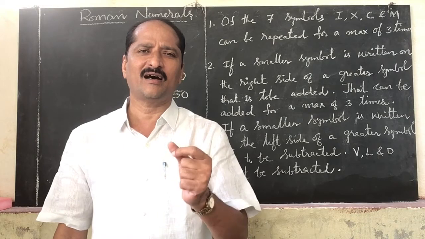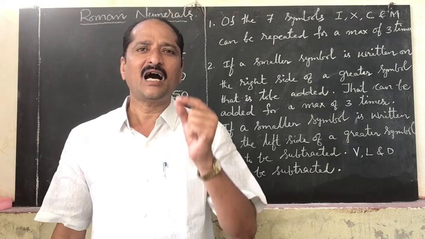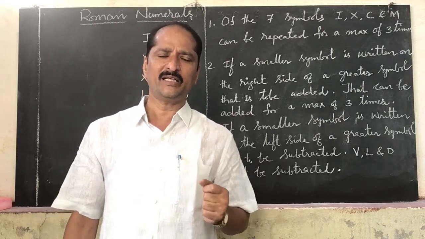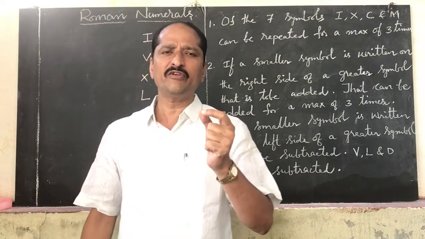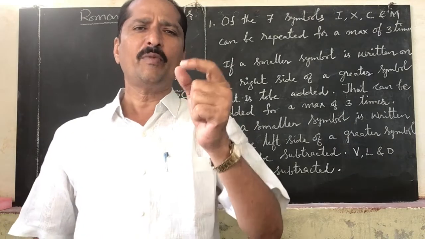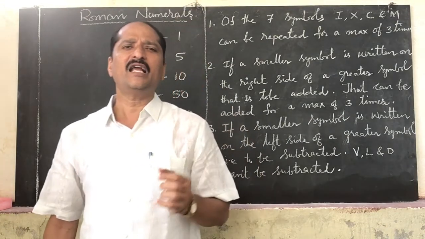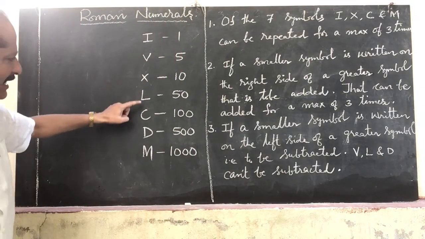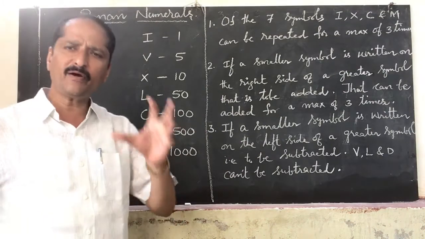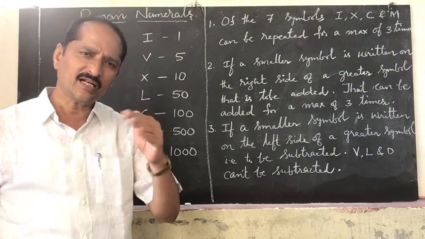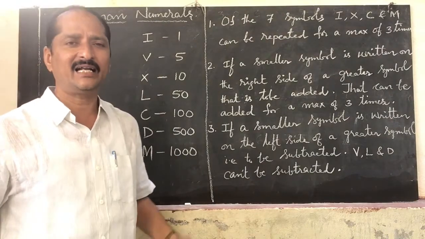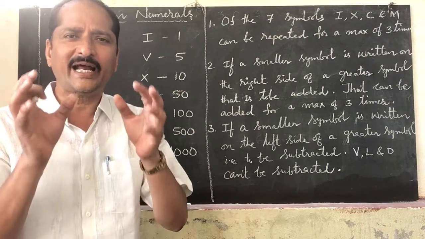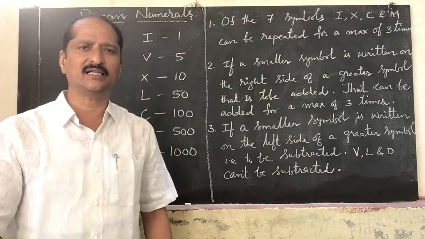Those symbols are letters, alphabets. That means the 7 alphabets that we will use for Roman numerals are I, V, X, L, C, D, M. With the help of these 7 symbols, we can write all the Roman numerals. And what are the rules hidden to write Roman numbers? That also we can check.